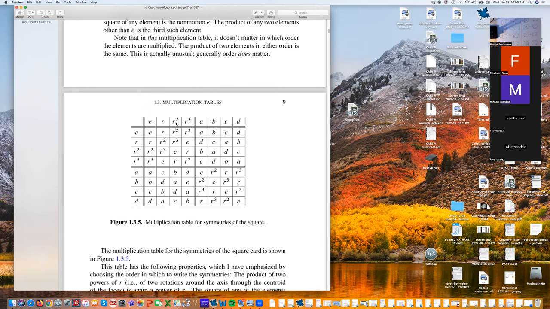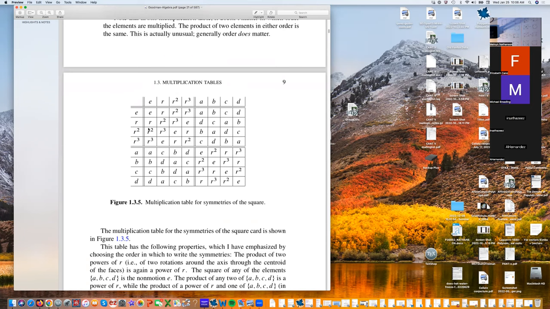Okay, got it. So R is pi over 2 and R squared is pi. Right, and R cubed is 3 pi over 2. Okay, good. And R to the fourth would be 4 pi over 2, or 2 pi, but that's the same as rotation by zero. So it just brings you back to the identity. So as you do one rotation after another, it's cyclical. You're rotating the square by pi over 2 radians, and every 4 rotations brings you back to exactly the same starting point.